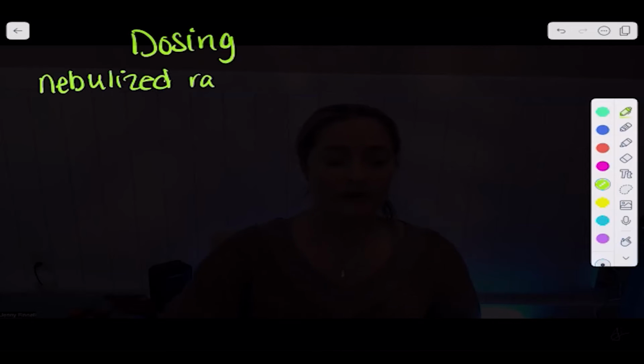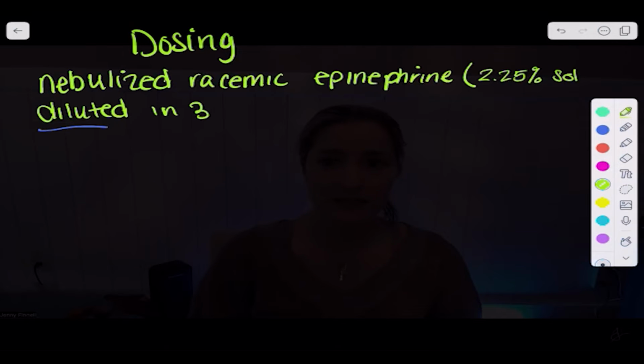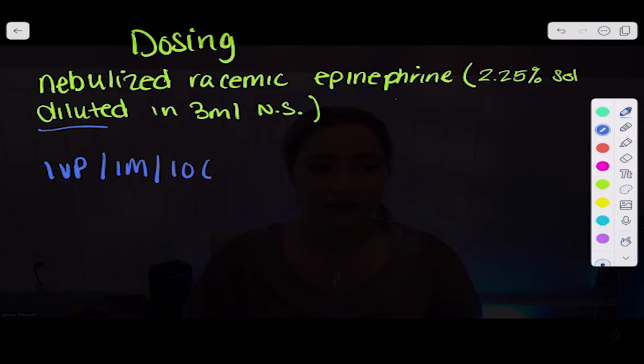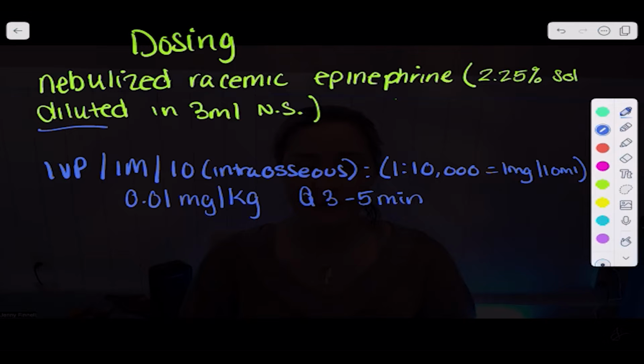When you dose epinephrine, there are different modalities that you will be giving epinephrine. One is through a nebulized racemic epinephrine treatment. This comes in a 2.25% solution, which is diluted in 3 ml normal saline. You, again, can give this drug IV push, IM, or IO, which stands for interosseous. You typically see a 1 to 10,000 concentration, which is 1 milligram in 10 mLs. You give this drug at 0.01 milligram per kilo every 3 to 5 minutes.